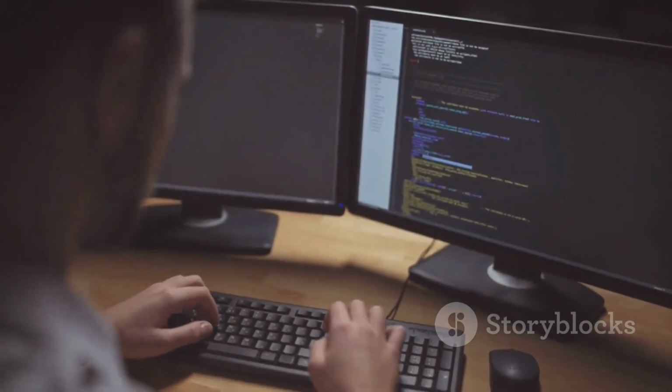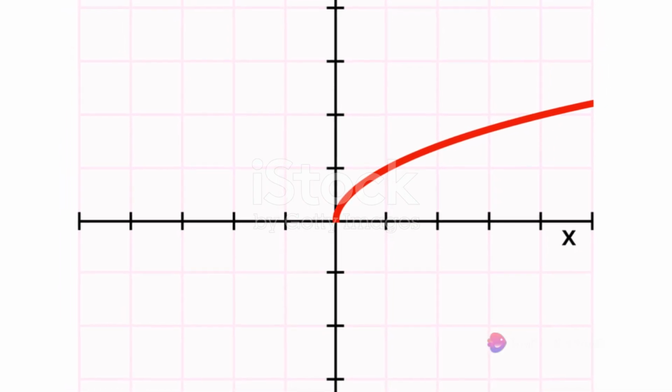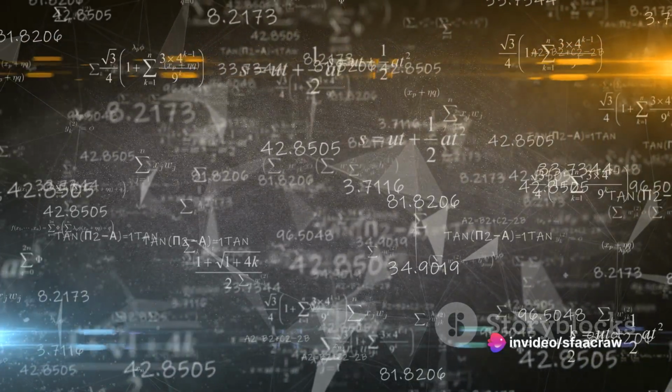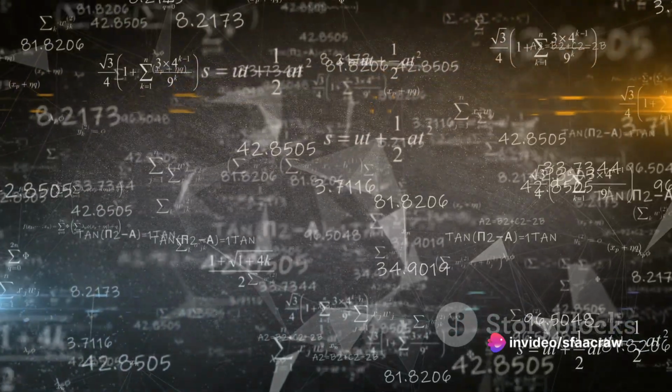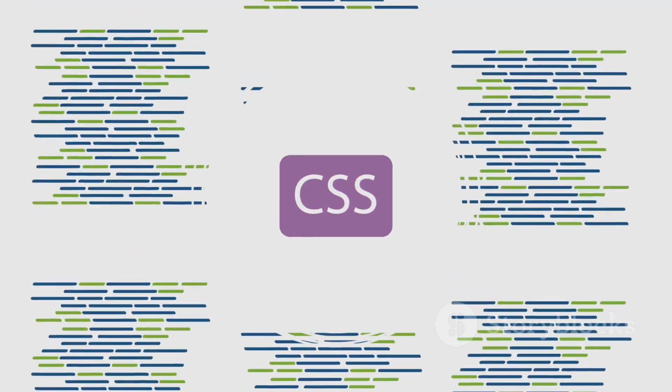Consider mathematical functions like square root or sine. Instead of writing complex algorithms to calculate these, programmers can simply use the pre-existing functions. It's like having a toolbox filled with all the essential tools you need right at your fingertips.